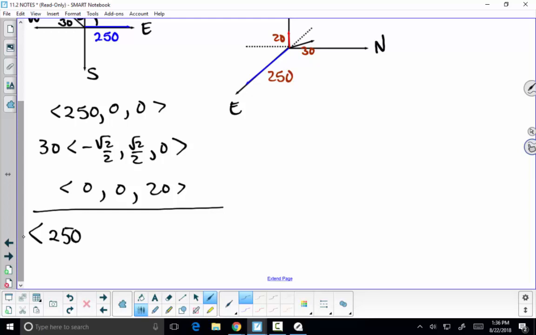And we have to distribute this 30, so it's going to be minus 15 root 2, comma. The middle component will be 15 root 2 plus 0. The last component is just 20. So this is the resultant vector. This is the vector that's pointing to the direction that we're ending up after all this, the direction of flight, the course.